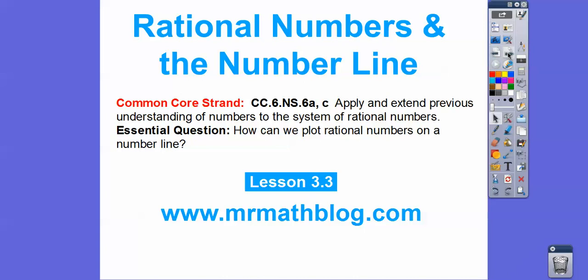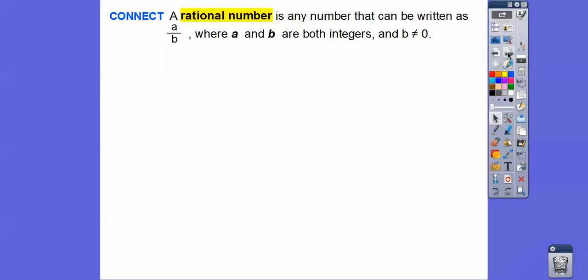There's our Common Core strand for our really groovy teachers, and our question is, how can we plot rational numbers on a number line? Well, what is a rational number? A rational number is any number that can be written in the form of a over b, where a and b are both integers. And what's an integer? Recall a couple of lessons ago, integers are all the counting numbers including 0, and then all the negative counting numbers. So any integer over another integer is called a rational number.